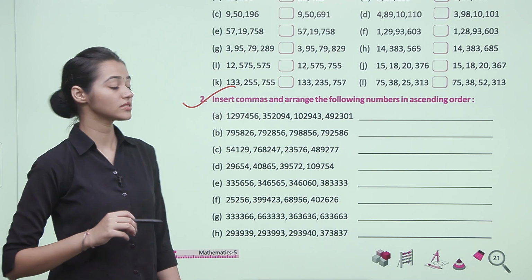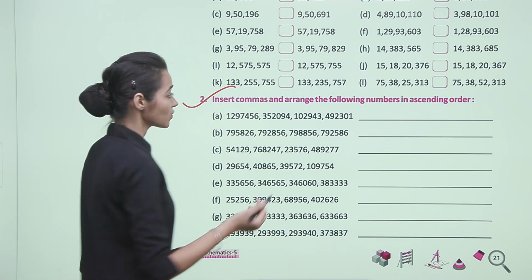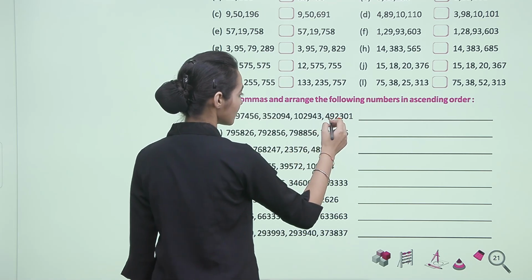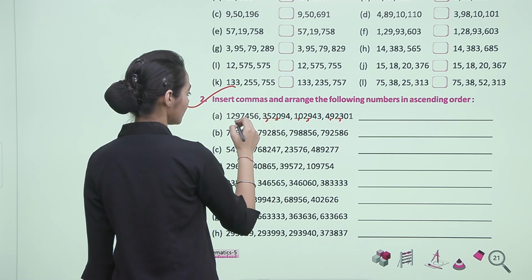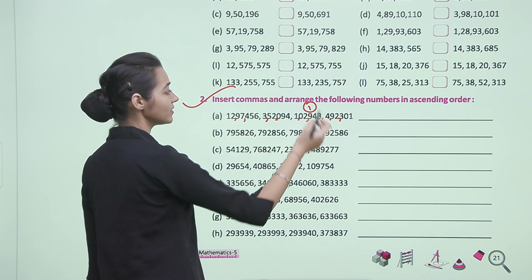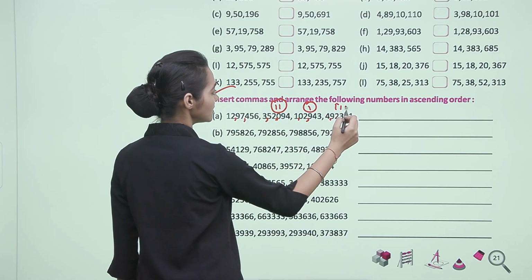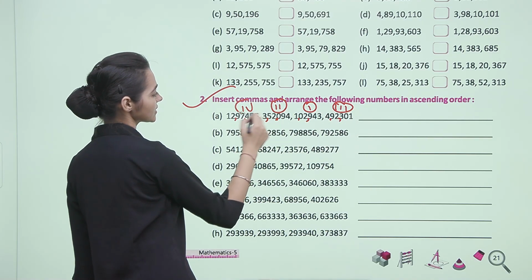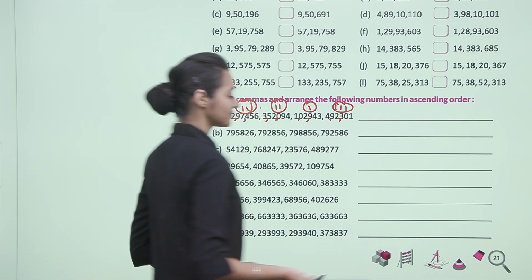In the next one we have to insert commas and arrange the following in ascending order. So firstly we will insert the commas. Inserting the commas again. So this is our first number, that is the smallest one. After that the second smallest is this, then third this, and the fourth smallest is this. That's how we can arrange the remaining part.